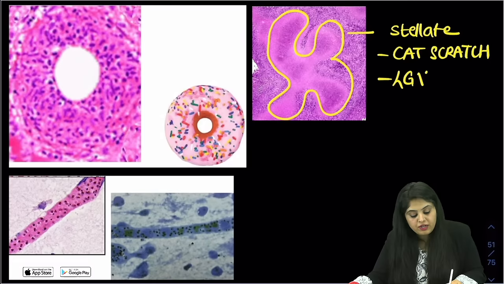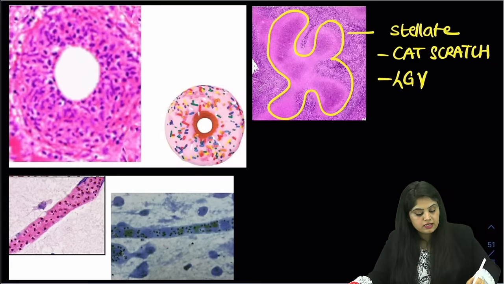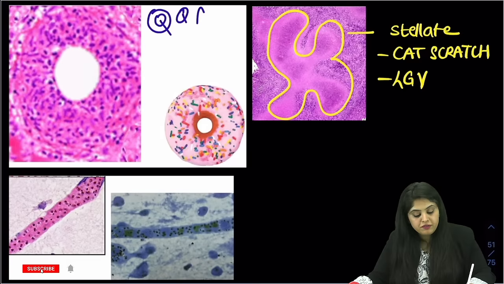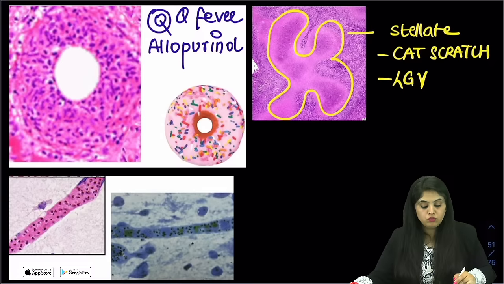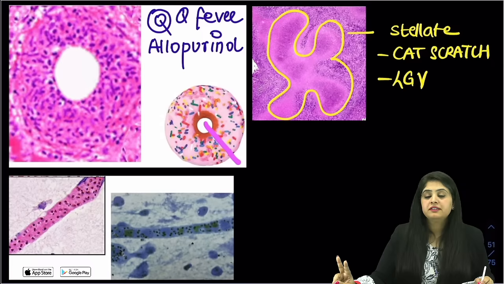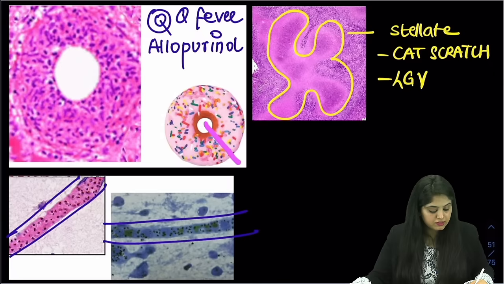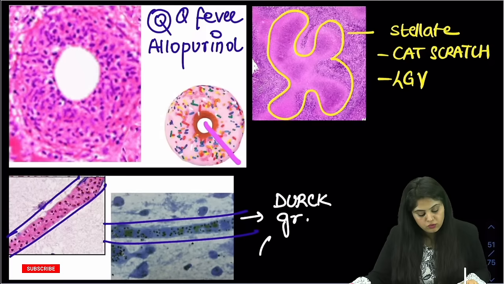Next, the famous donut. If you draw a line out of the donut, you get a donut granuloma, meaning Q fever. Donut granuloma is seen in Q fever, and which drug, which was a previous year question, allopurinol also shows you donut granuloma. So donut means Q fever, and the second one is allopurinol. What is this last one? The two parallel lines. Which granuloma looks like these two parallel lines? The Dirk granuloma. Dirk granuloma is caused by Plasmodium falciparum.